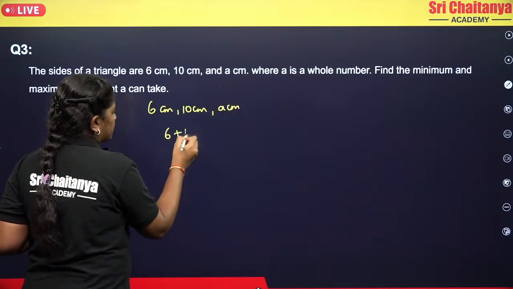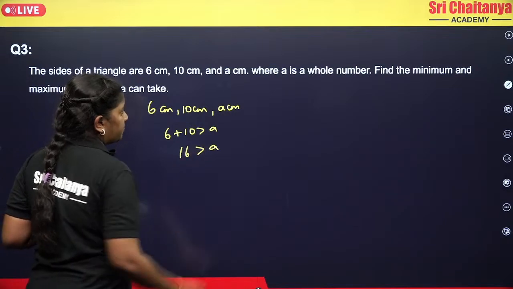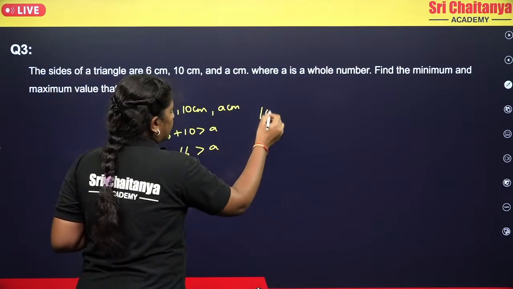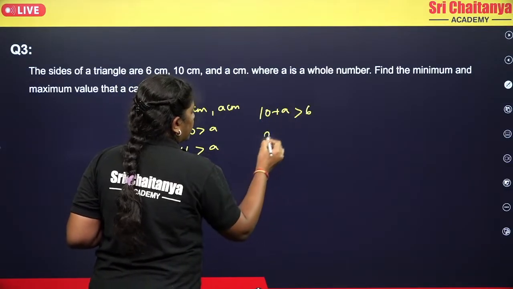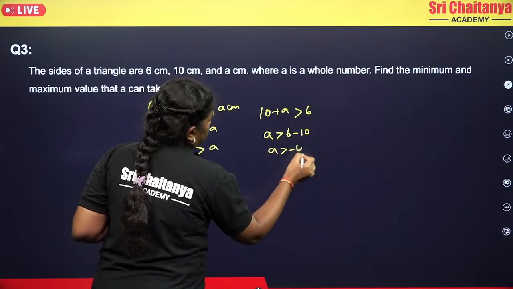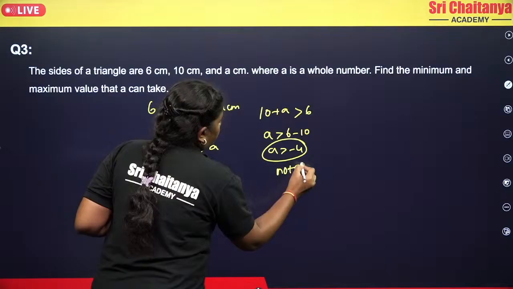Now, 6 plus 10 should be greater than a. So 16 should be greater than a. Okay. Now moving to the next. If we are taking 10 plus a, it should be greater than 6, where a should be greater than 6 minus 10, which is minus 4, and it is not possible. Moving to the next.